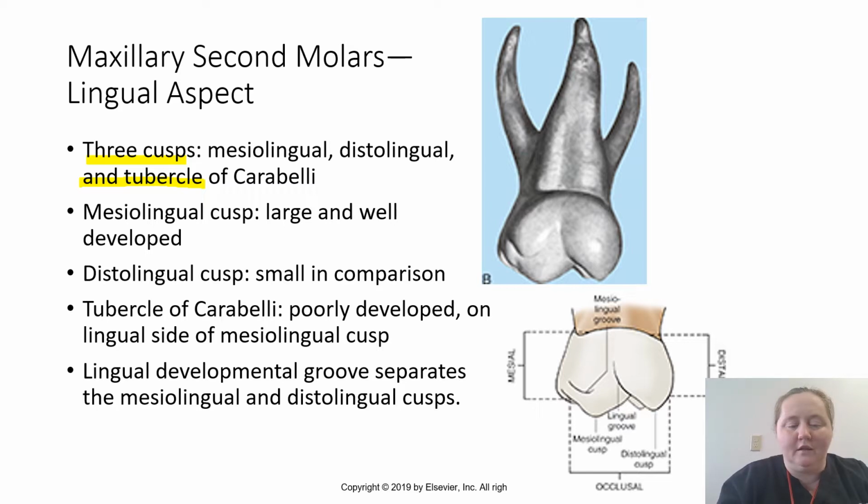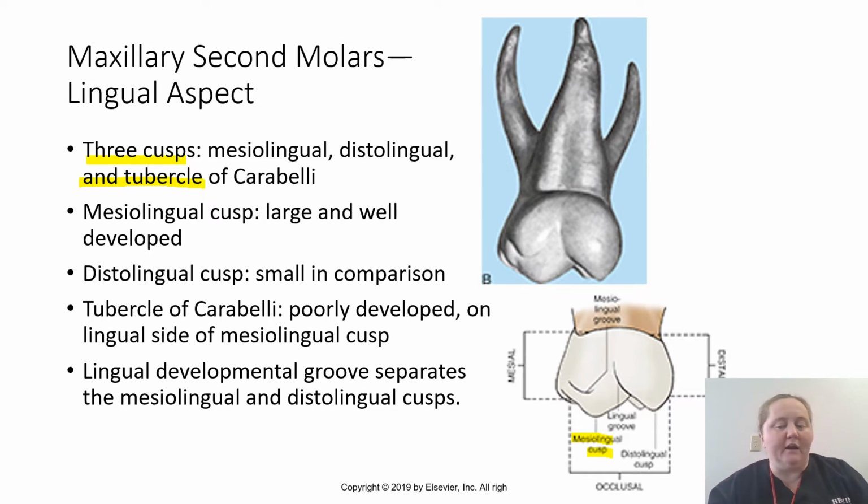Okay, that is right here, and our anatomy is the same as the permanent first, so it is on the mesiolingual cusp, okay? The mesiolingual cusp is going to be our larger and more well-developed cusp, and then the distal lingual is smaller in comparison. Then our tubercle of Carabelli is really just a poorly developed lingual, poorly developed on the lingual side.